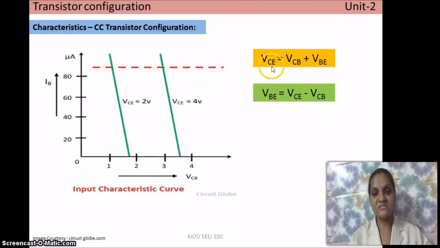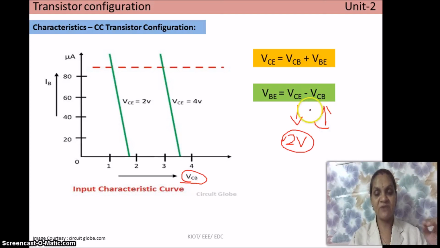So you know that VCE equals VCB plus VBE. From this, VBE can be written as VCE minus VCB. So by keeping this expression, we can say here I am keeping the output voltage VCE constant at 2 volt. I am increasing the value of the x-axis, which is VCB. This voltage is constant, and I am increasing the value of VCB.